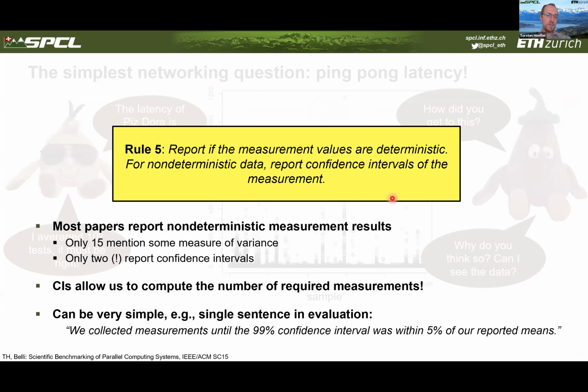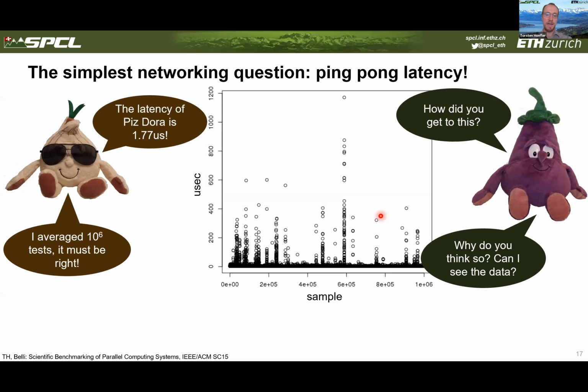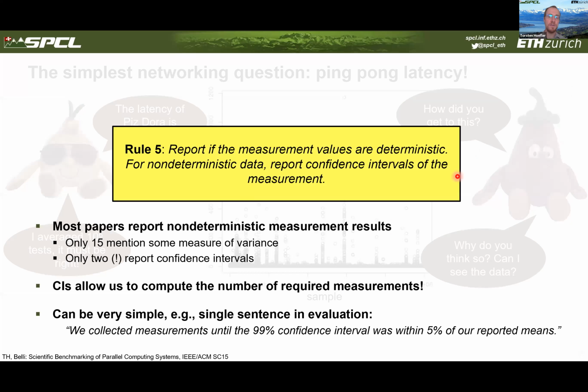So now the question is, if you present a single number, like this 1.77, I do not see that distribution. I do not know whether that is close or not to the actual expected values or to the probability distribution we are drawing the values from when we are measuring. So really, most papers report non-deterministic measurement results because performance is almost always non-deterministic. If I'm running a benchmark twice, I will get similar but not the same performance.